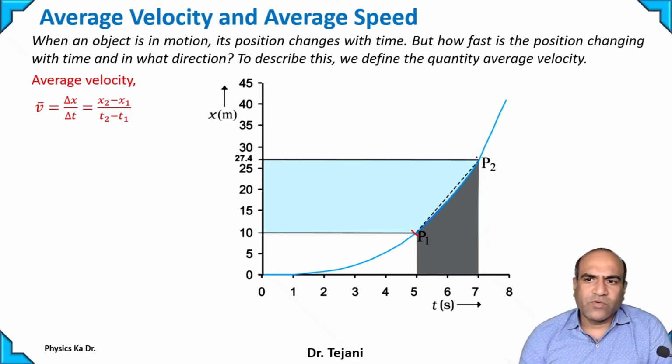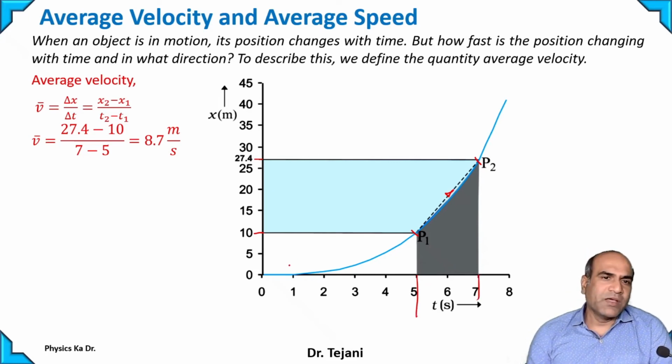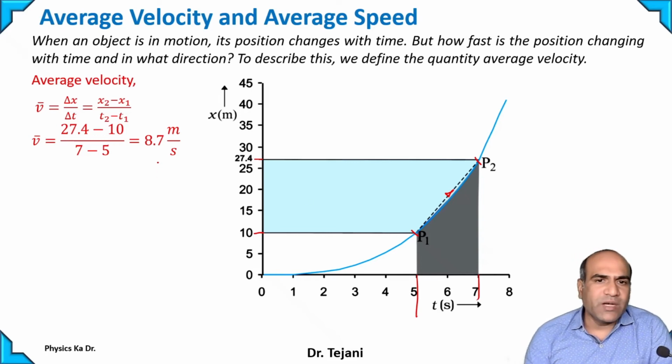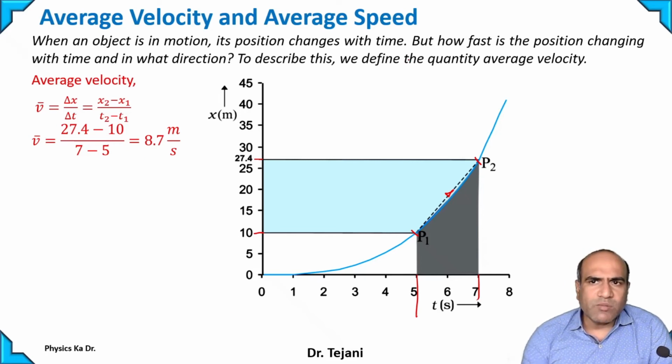When we talk about average velocity, from P1 to P2, we take direction, and from that we find the value of x2, that is 17.4, minus x1, that becomes minus 10. And what about time? It is taking 5 to 7, so it is taking 2 seconds. So that is the average velocity. Average velocity is 8.7 meters per second.